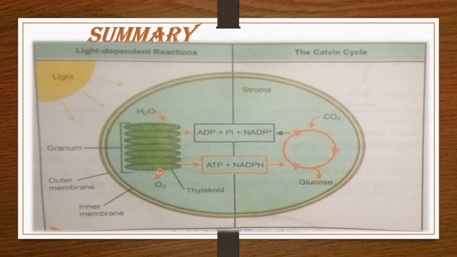The sunlight falls on this. Oxygen is produced and released in the air, and the hydrogen and electrons are released here and combine with ATP and NADPH. At the same time, in the stroma, the Calvin cycle also occurs, and carbon dioxide is used in this Calvin cycle, and the Calvin cycle gives one glucose and ADP to the light reaction.